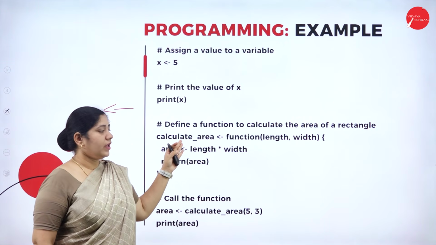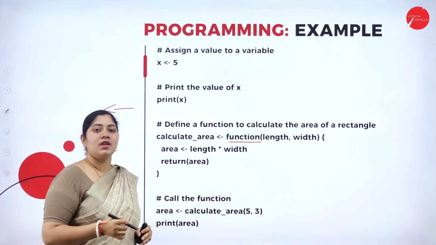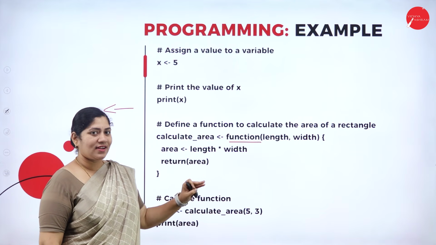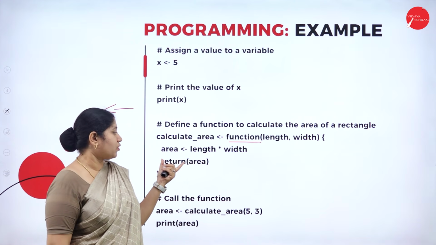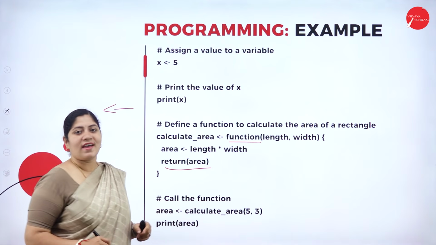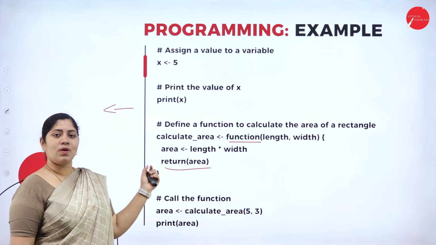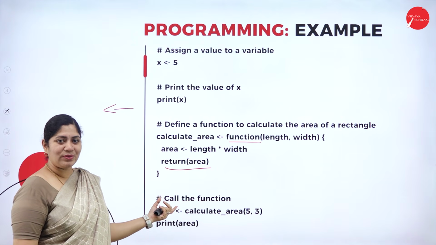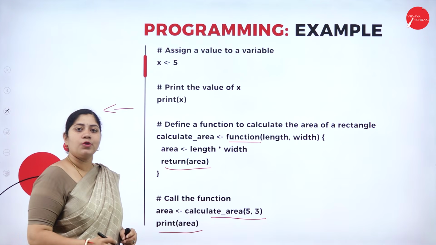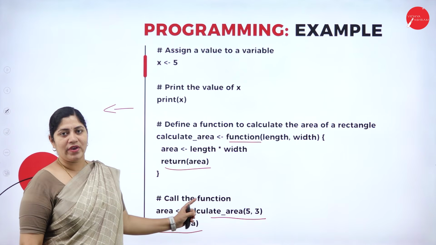Up next, if I want to define some calculation, how do I do that? I am defining a function with parameters, length and width, and I can calculate the area. How to calculate the area? I have to define that function. Area is equal to length into width, and it has to return the value that we get under area. So this is how I can define a function. And if I want to call the function, I'll say calculate area of 5,3, and if I want to print that value, I'll be using print of area, right?